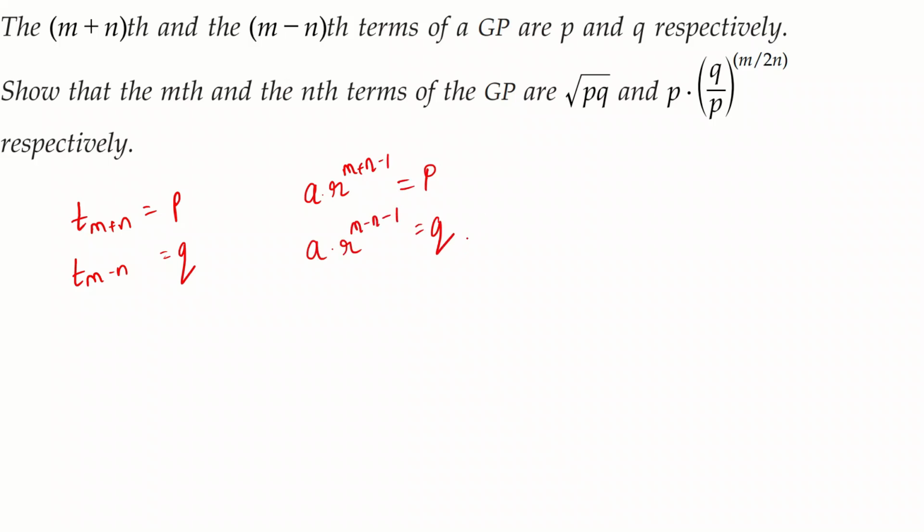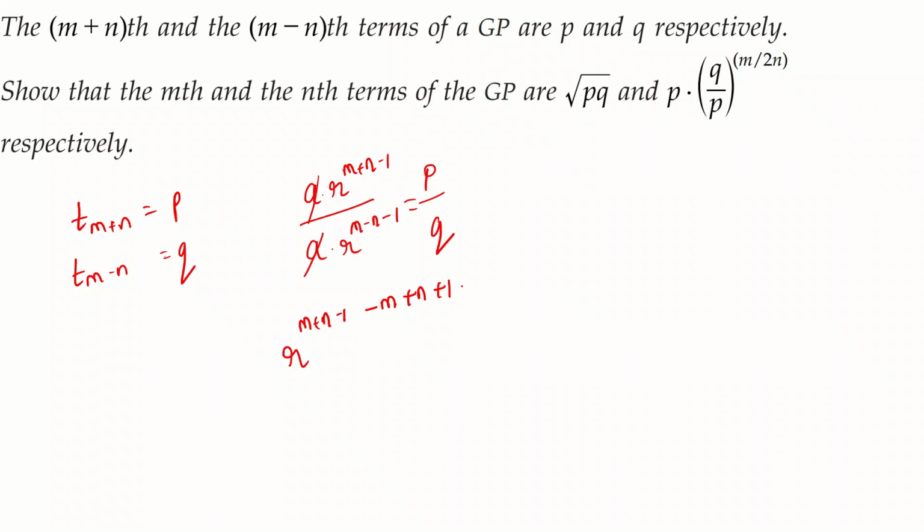In a similar way, just like in the previous examples, I divide the second equation by the first equation, or the first equation by the second equation, it doesn't matter, and a will be eliminated and we will be able to find out the value of r. So we divide these two. Because I'm a lazy person, I'll do it this way. So a and a cancel out and I get r to the power of m plus n minus 1 minus m plus n plus 1, because this entire power of r will go up with the change of sign.